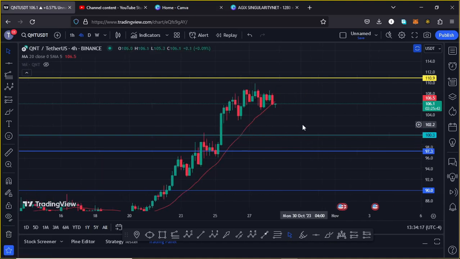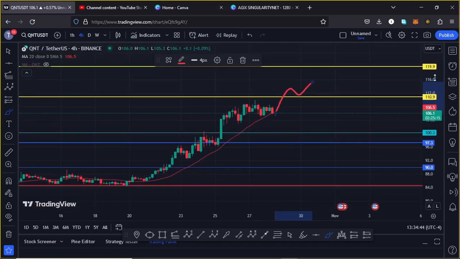At the time of this recording, QNT is holding below the 20-day MA here on the 4-hour chart, which is now acting as a resistance for us to continue gearing up. The next key area of resistance that we need to see a break above is at around the $110.9 mark. And after a break above that, we can watch out for a retest before we can easily see QNT continue giving us higher prices and break above the $120 mark in the next coming days.